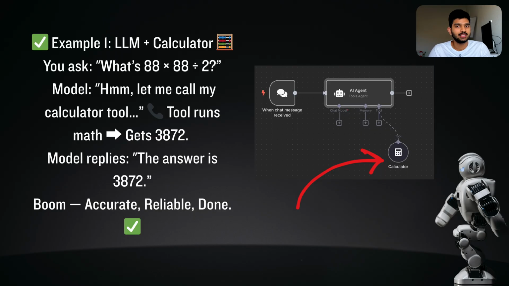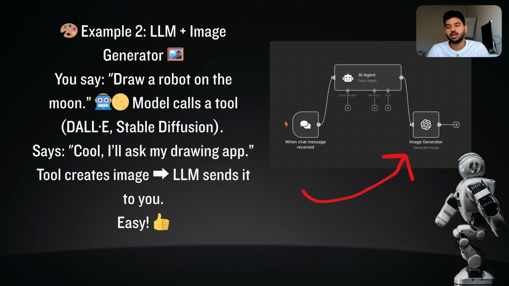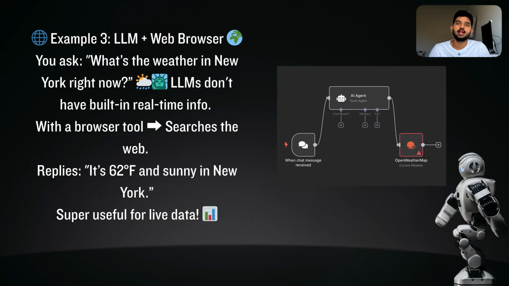Let me give you a few quick examples. If we combine an LLM and a calculator and ask what is 88 multiplied by 88 divided by 2, instead of guessing, the model goes, let me call my calculator tool, it runs the math and gets the answer. If we combine an LLM and an image generator and ask it to draw a robot on the moon, the model can't draw by itself, but it knows how to call a tool like DALL-E or Stable Diffusion. So it asks the image tool and creates an image for us. Now if we combine an LLM and a web browser and ask for the live weather, it searches the web and gives us the live weather.